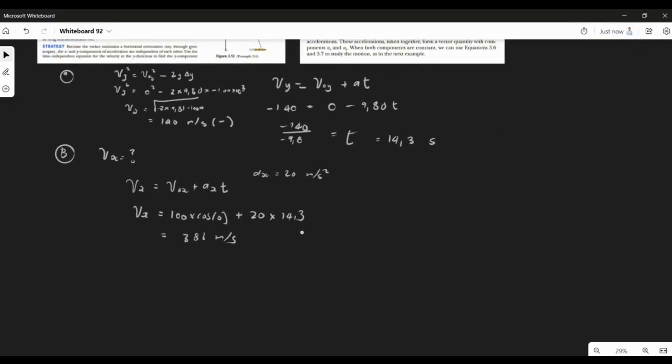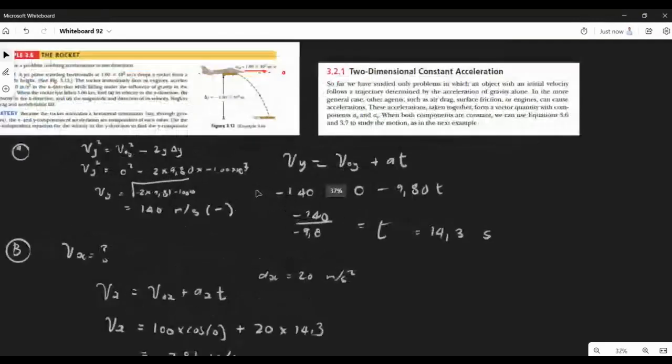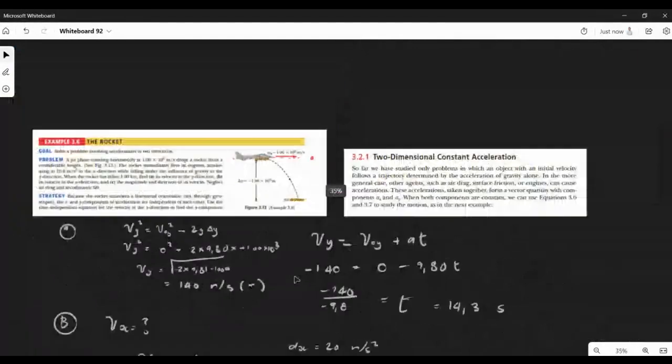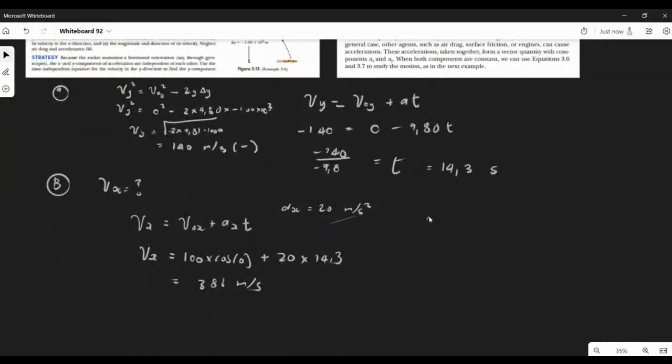The alternative way of getting this is to find how far it actually traveled in the x direction, right? That's the alternative way. So what we need to do now is just find delta x. And we have Vox t plus half at squared, or that's obviously x. We still have to find the time at a particular instant. So we know that this is going to be 100 cos of 0 again. We times that by 14.3. We plus a half, and our acceleration is 20. And we know it's 14.3.